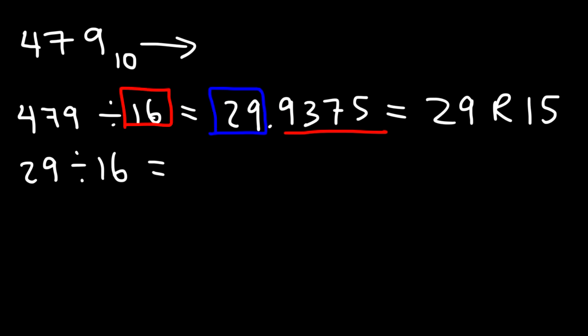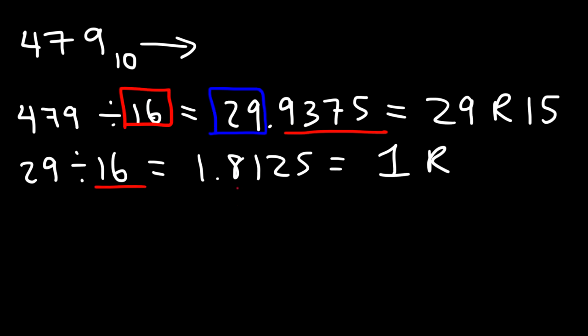So 29 divided by 16, that's equal to 1.8125. So that's 1, remainder something. And to find the remainder, multiply 16 by 0.8125. And so that will give you a remainder of 13. And then you need to take the 1, divide that by 16. Now we really don't need to do the division here because 16 doesn't go into 1. So we could say it's 0, remainder 1.